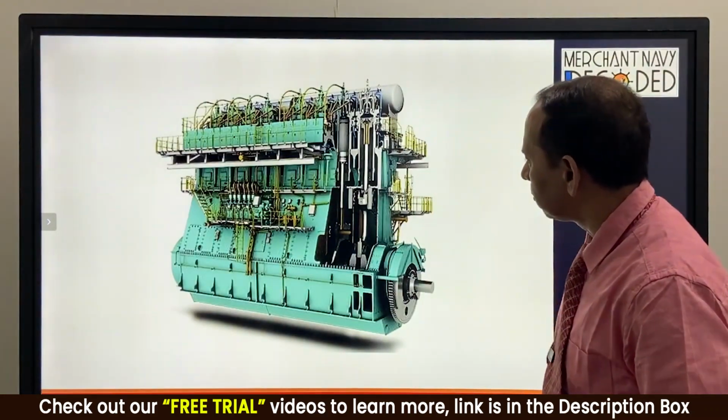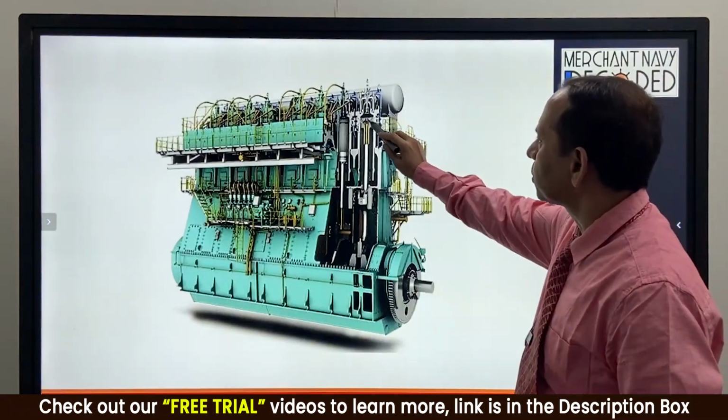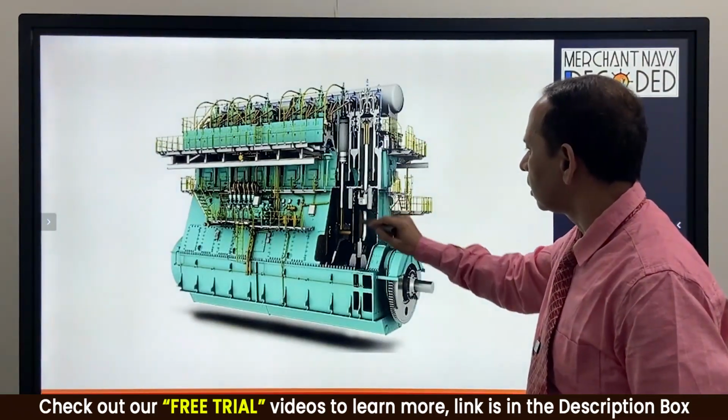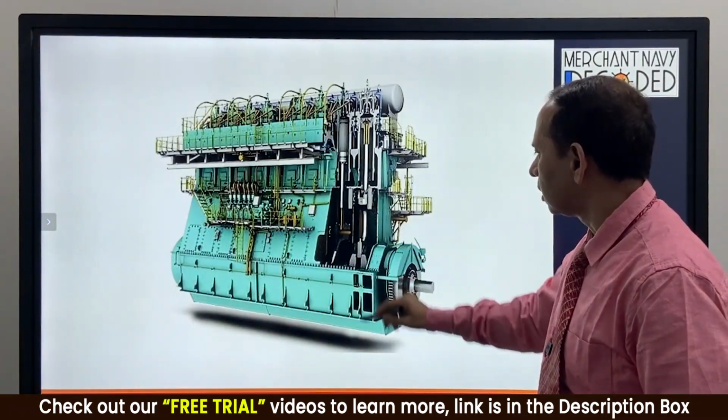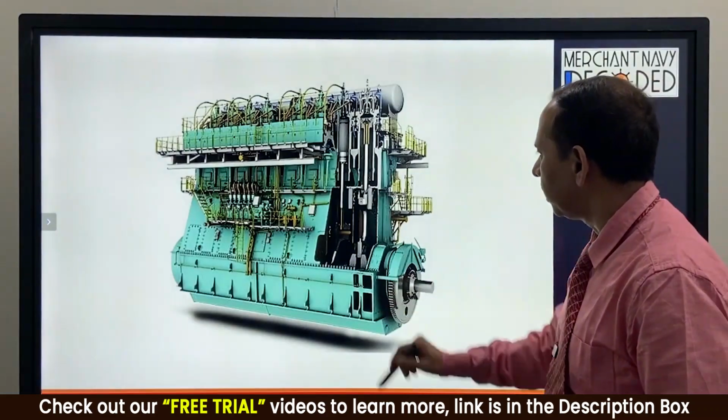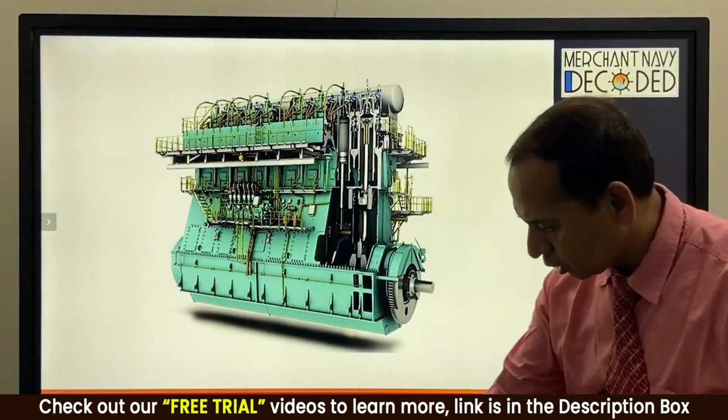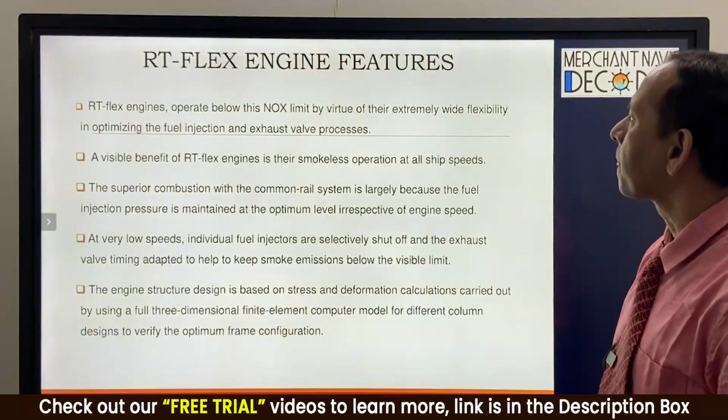This is the cut view in which you can see the piston rod, crosshead, connecting rod, crankshaft and the bed plate portion. So we will continue our discussion on the piston now.